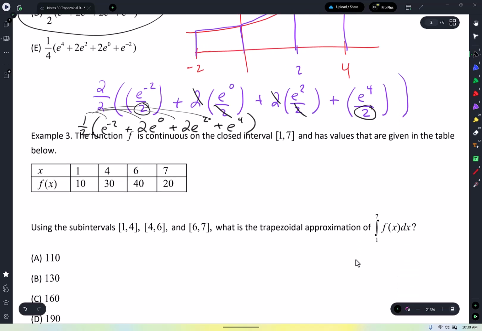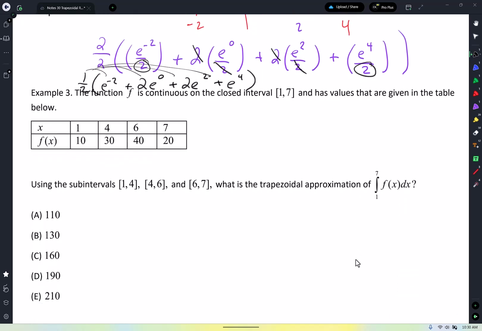All right, check it out, guys. So now we got something. The function f is continuous on the closed interval 1 to 7 and has values that are given in the table. So here are the values. Using the subintervals 1 to 4, 4 to 6, and 6 to 7, what is the trapezoidal approximation of this? So they want me to get that. Guys, we don't have even trapezoids. Our delta x's are not even now.